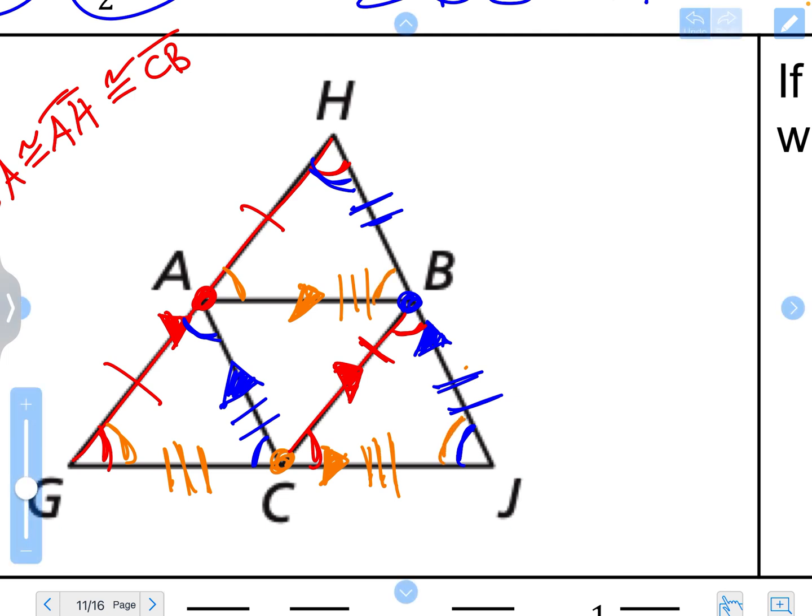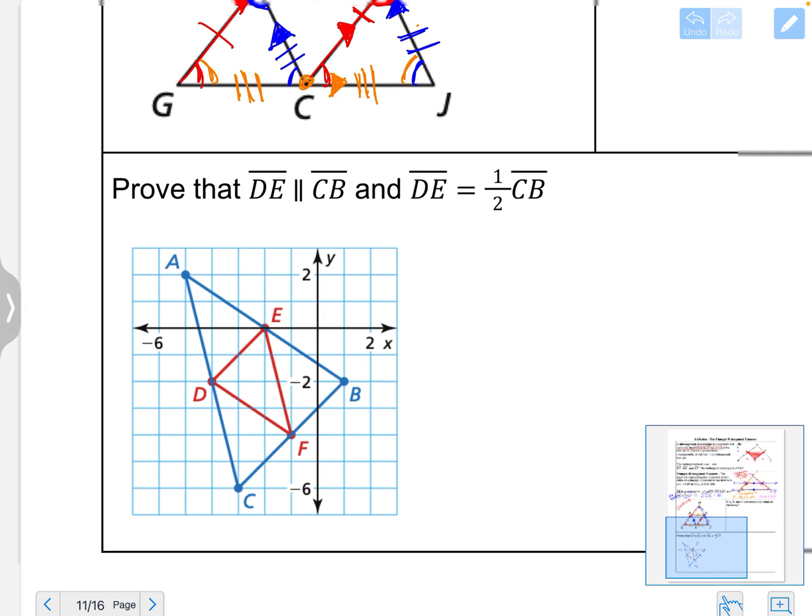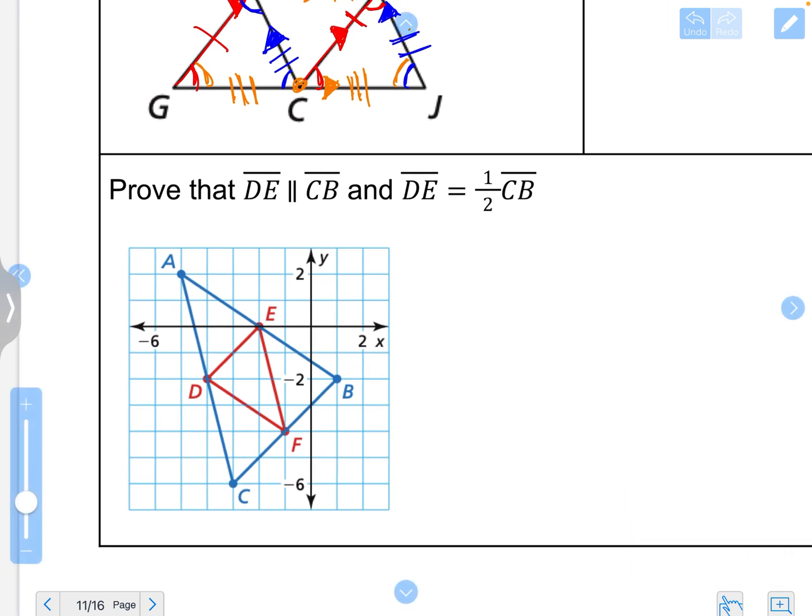And so that's all of the information that we know by simply knowing that A, B, and C are midpoints of our triangle. I'm going to skip this one for now because it's going to make the video pretty long, but you can go look at the completed notes to understand how we can prove using a graph that these parts of our theorem are actually true.